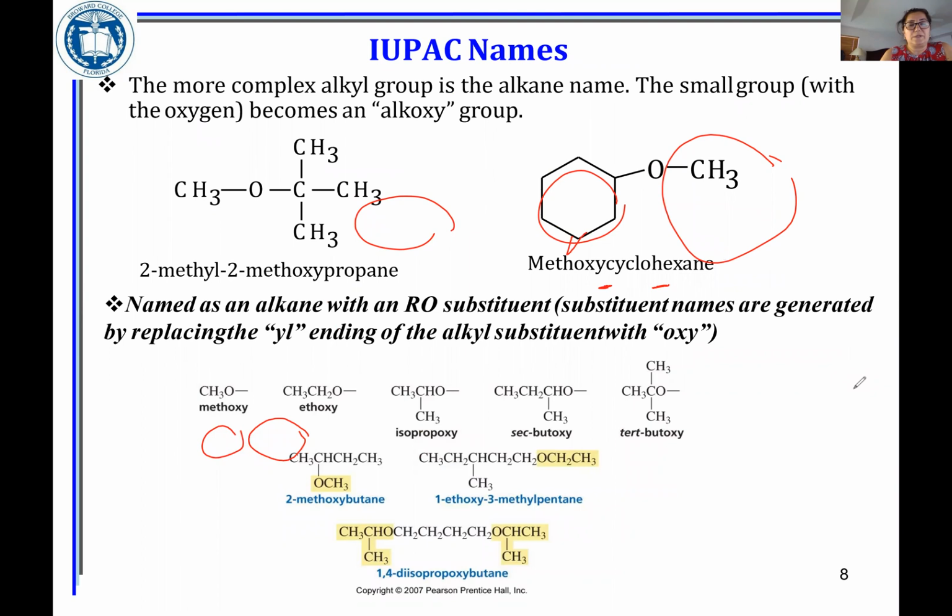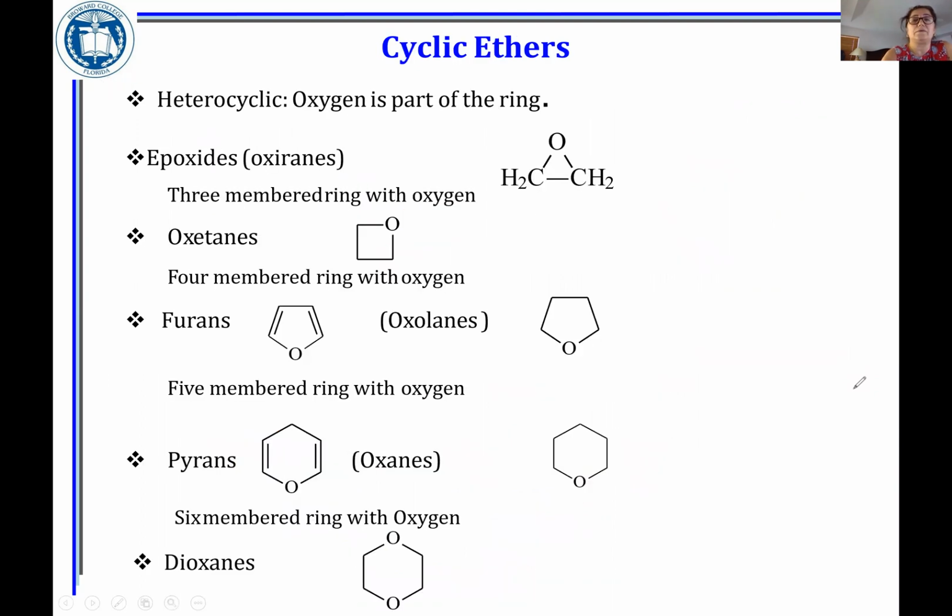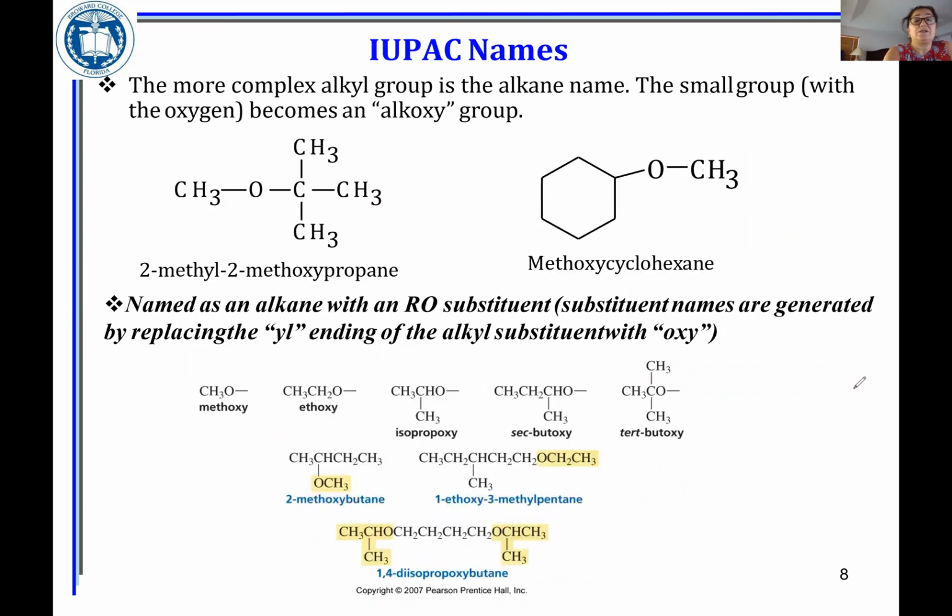Okay, when it comes to the IUPAC name, you are going to choose the longest carbon chain. And when you have the longest carbon chain, you take the oxygen with the smaller group as a branch. So in this case, the longest carbon chain is 1, 2, 3, or 1, 2, 3. You cannot include oxygen in the carbon chain. And the smaller group, including the oxygen, is going to count as a branch.